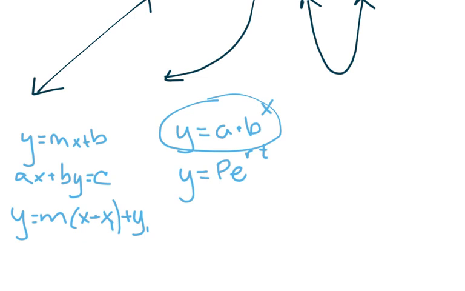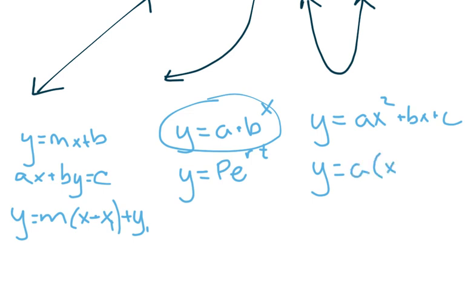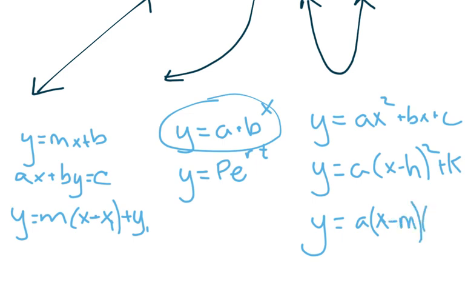And then finally, of course, we have the quadratic, which has three versions also. So we have the standard form again, ax squared plus bx plus c. We have the vertex form, a times x minus h squared plus k. And of course, we have the factored form. Now, oops, that's not supposed to be an M.